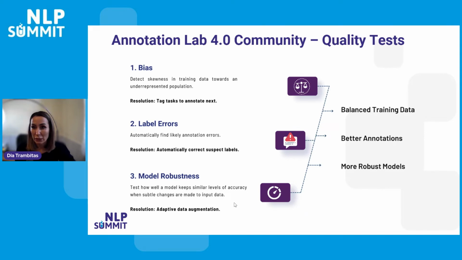And finally, we also added a test for model robustness, which consists in changing the input data for the model a little bit, adding some perturbations or subtle changes, and checking if the model still behaves the same way, if the predictions have the same level of accuracy. And for the labels for which it's not the case, we try to augment the training data so that the model will be able to better recognize and treat those cases in future runs. So the point is to obtain a more robust model which will be able to perform better in real world situations.